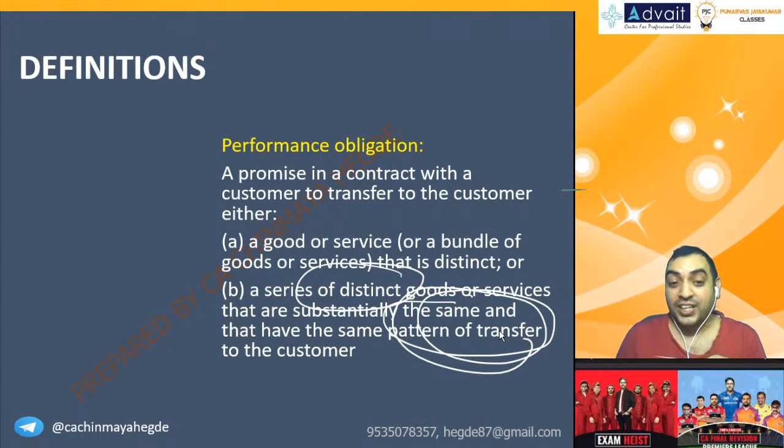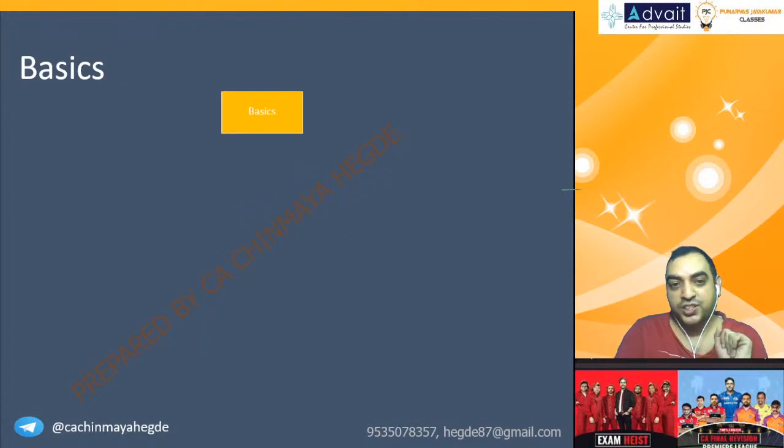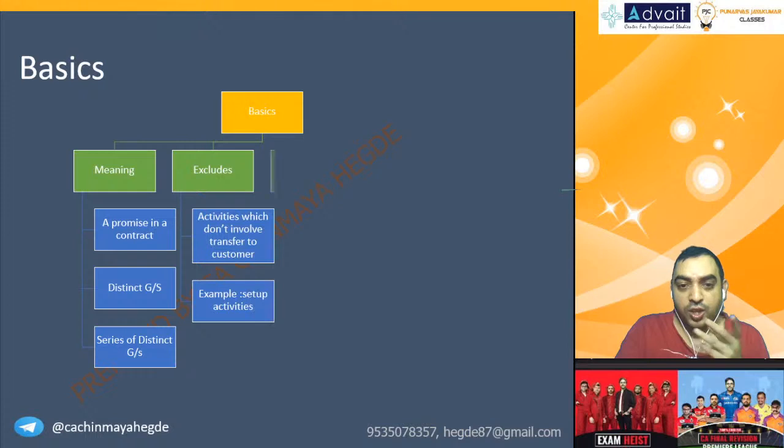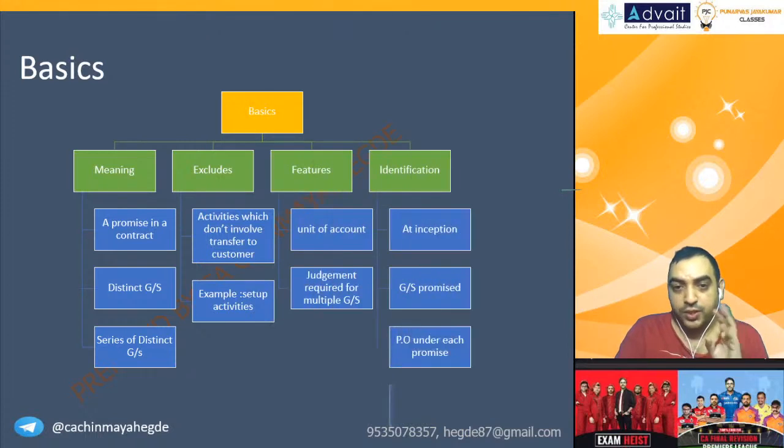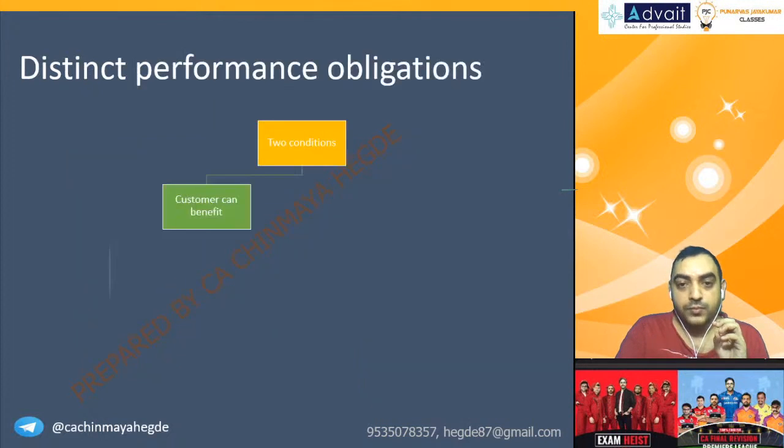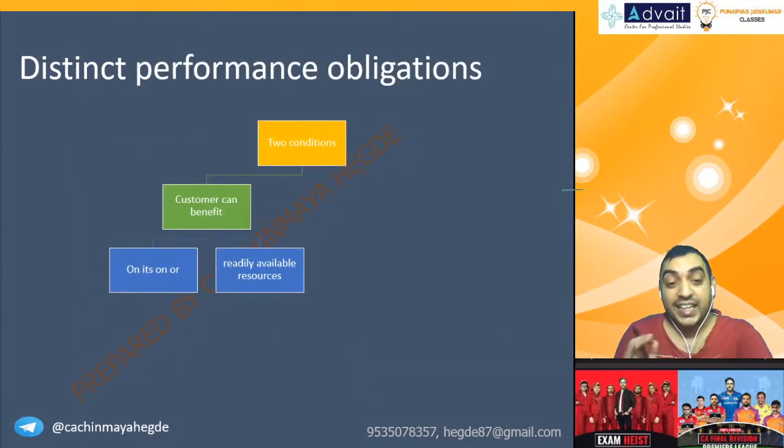Or cable connection. Today's cable connection versus tomorrow's, different. They are not the same. In fact, every second is a different product. Anyway, the point is they are distinct products but having the same pattern of transfer. Pattern of transfer, that's what performance obligation is all about. Okay, so: promise in a contract, activities involved, features, unit of account at inception. Okay, that's not important.